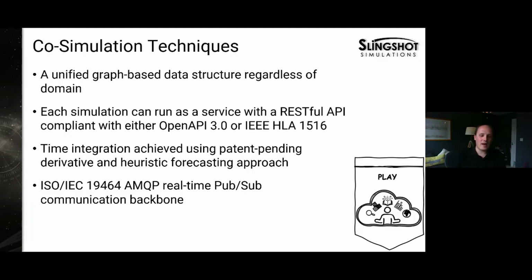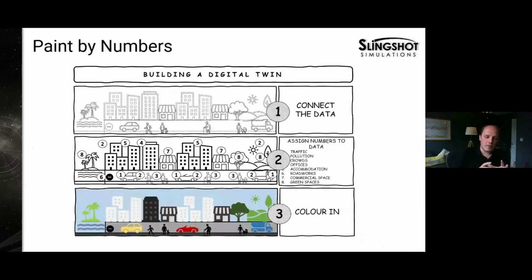And then underpinning all of that has to be a compliant communication backbone. So we use the ISO 19464 AMQP standard, which is a pub-sub, so publication-subscription standard, again derived from the defense sector, where you can have multiple simulations running and interacting, listening in and communicating across a backbone. And then before I finish on that, the most important thing is making it secure. So we at Slingshot use the SOC 2 standards or ISO 27001, and I would highly recommend people look into those.